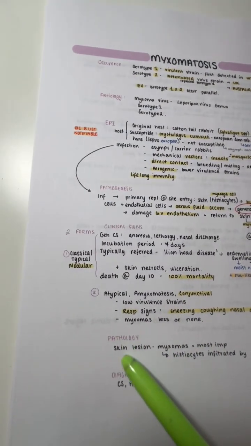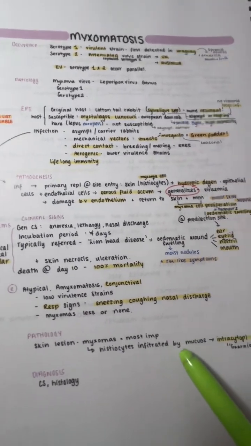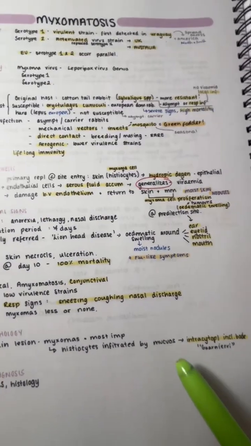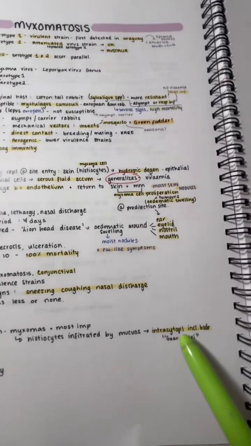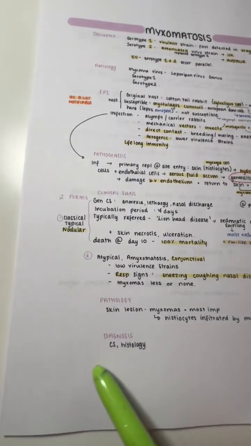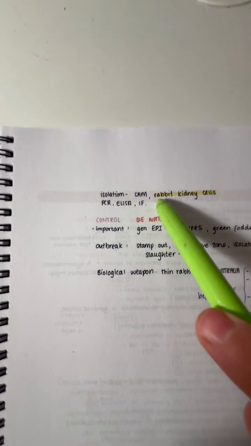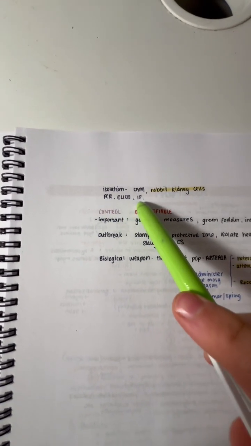For the pathology, the skin lesions, the myxomas, are the most important. The histiocytes are infiltrated by mucus due to the intracytoplasmic inclusion bodies. This is due to the viral polymerase. And for the diagnosis, look at the clinical signs and histology. For isolation, you look at the rabbit kidney cells, and you can do PCR, ELISA, and IF.